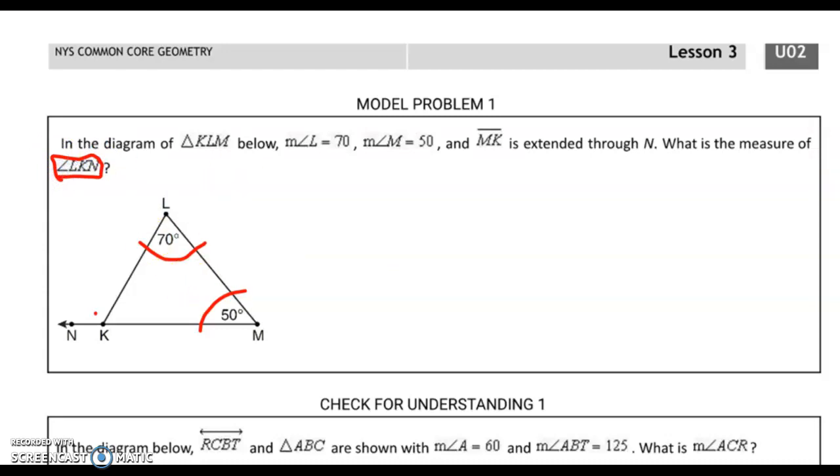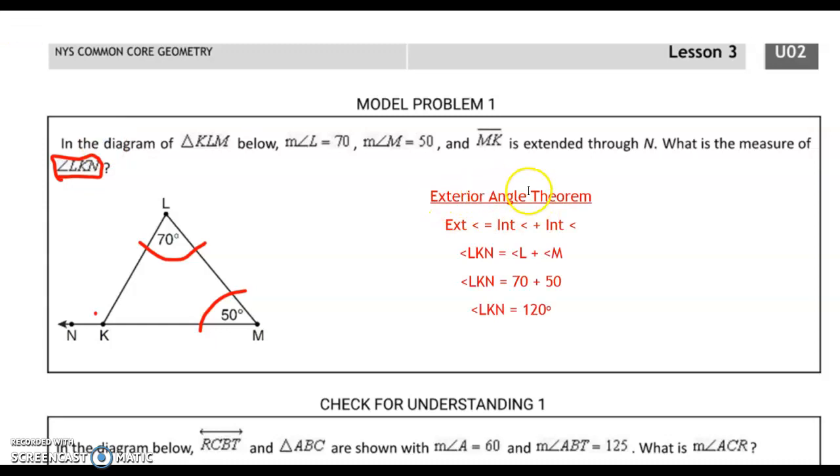All right, and the way that we set up the exterior angle theorem is by writing exterior angle equals interior angle plus interior angle. They're two remote interior angles. So that exterior angle here is angle LKN, K being in the middle because that's the vertex, and that's equal to angle L plus angle M. 70 and 50 together is 120, so this angle out here is 120 degrees.